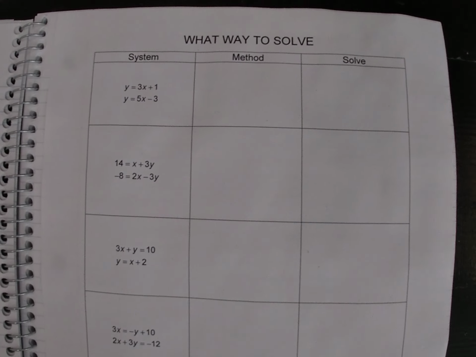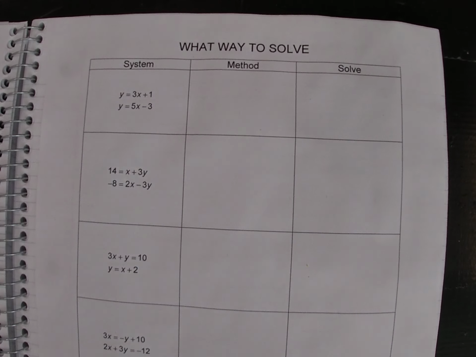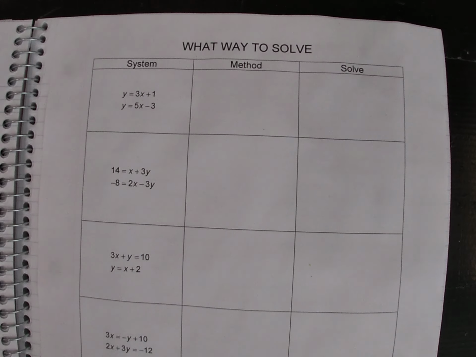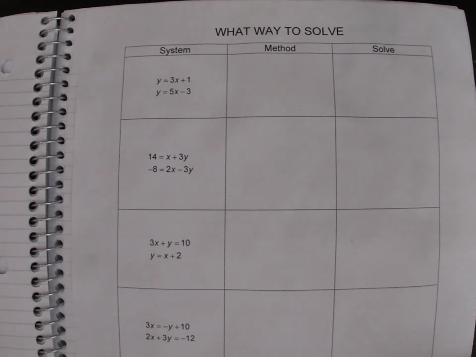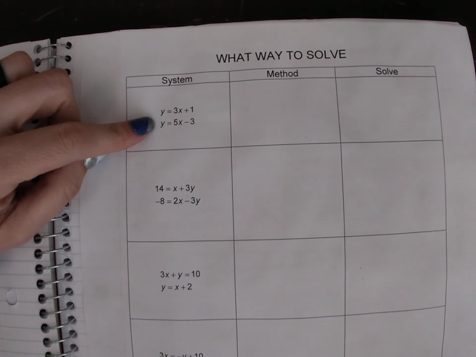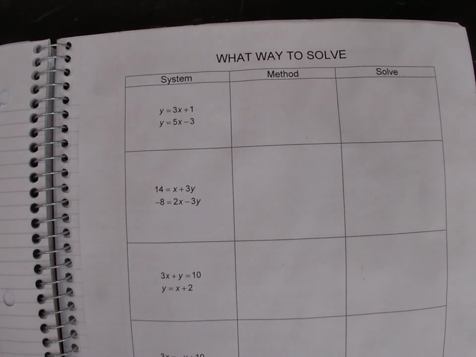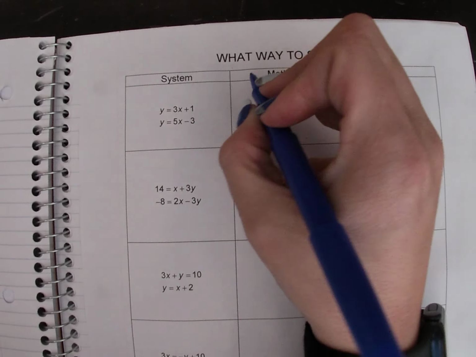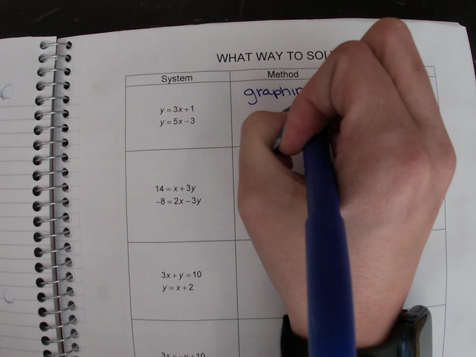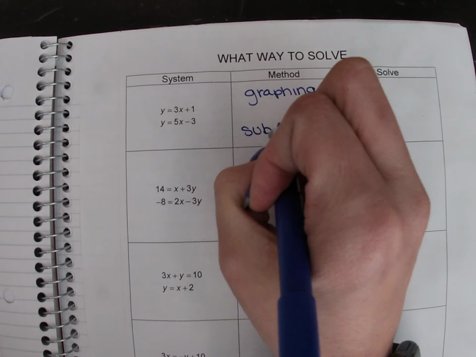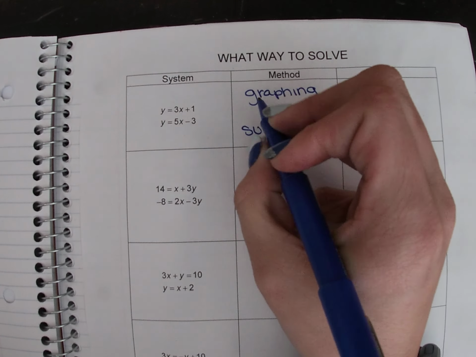Now, we then have a variety of problems over here where we would want to make decisions about how to solve. Again, the key piece being here that what you choose might not be what someone else would choose. So for example, right off the bat, looking at this first problem, this has them both solved for y, but it also has at least one solved for y. So while one person might choose graphing, another person might choose substitution.